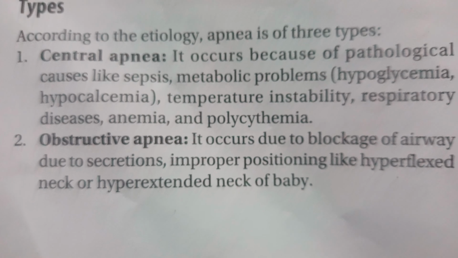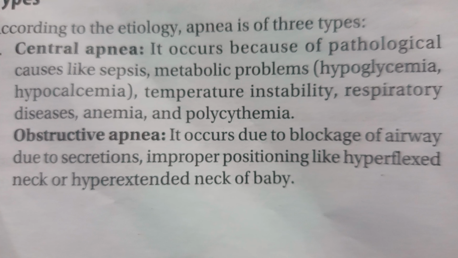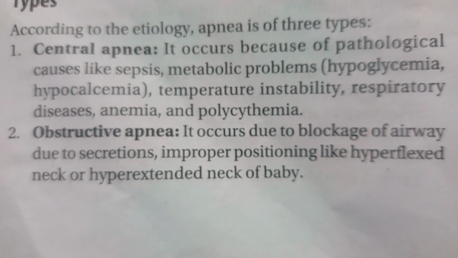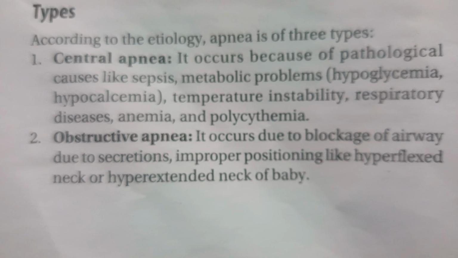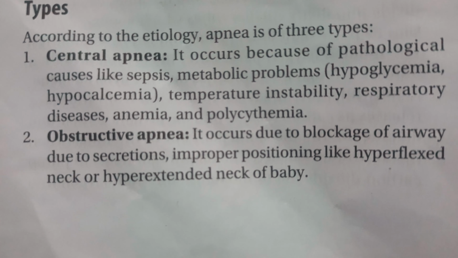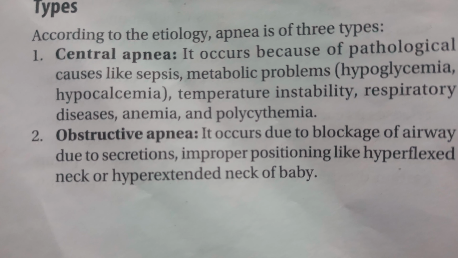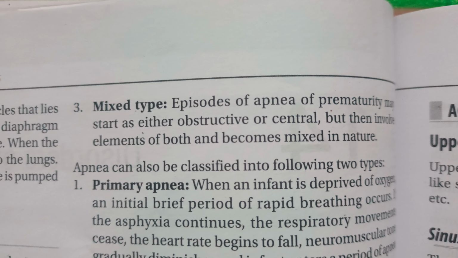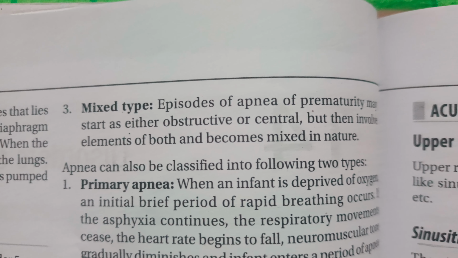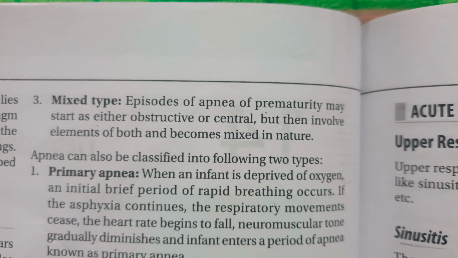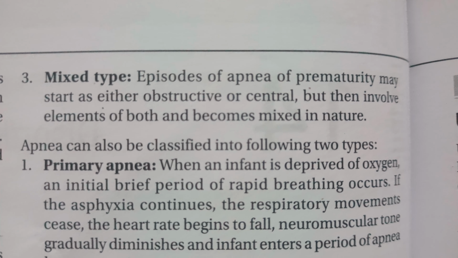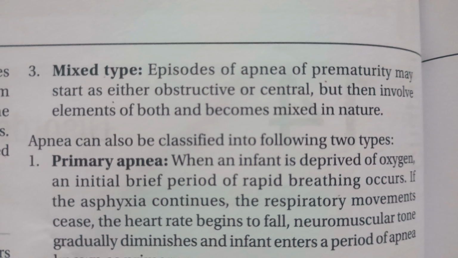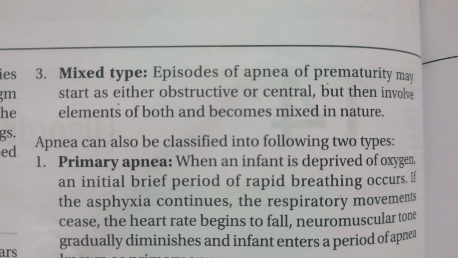Obstructive apnea occurs due to blockage of the airway due to secretions, or improper position like a hyperflexed or hyperextended neck of the baby. Mixed type: an episode of apnea of prematurity may start as either obstructive or central, but then involve elements of both, and so is mixed in nature.